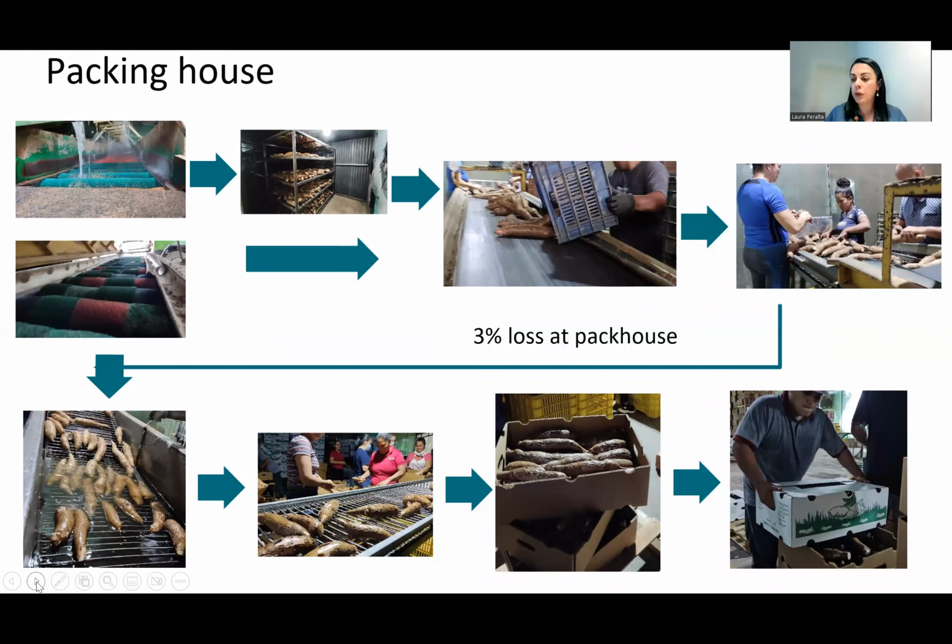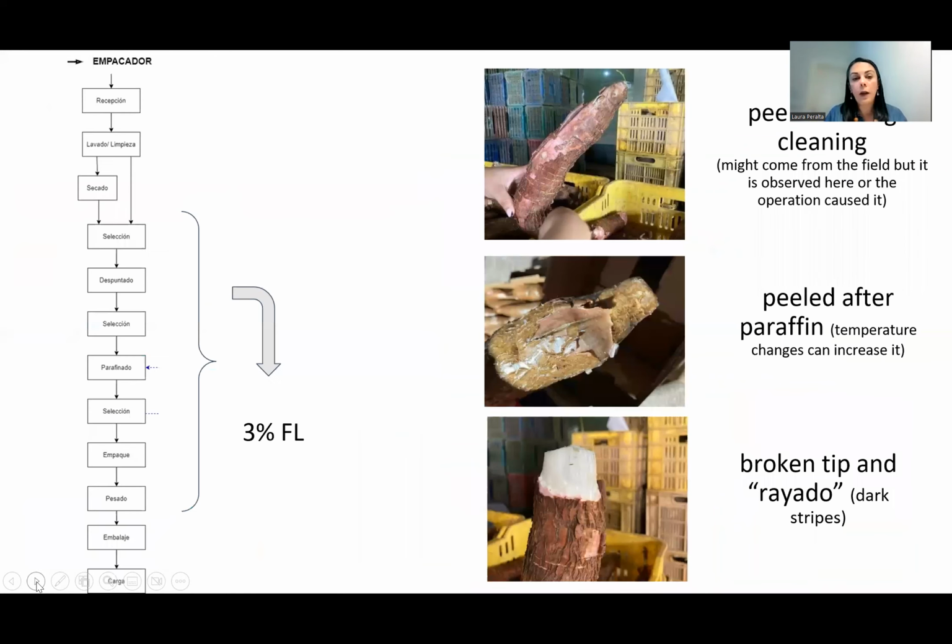but especially in more detail in the next slide, we can see that it usually happens whether it's in the operation of selection, because some damages are detected there, or as you can see in the pictures, because we can see damages that can happen either at the field and are only detected at the packing house, or even through some of the operations. For example, cassava is covered with a layer of paraffin to prolong its shelf life, but it has to shift from, let's say, room temperature to heat and then back to room temperature.